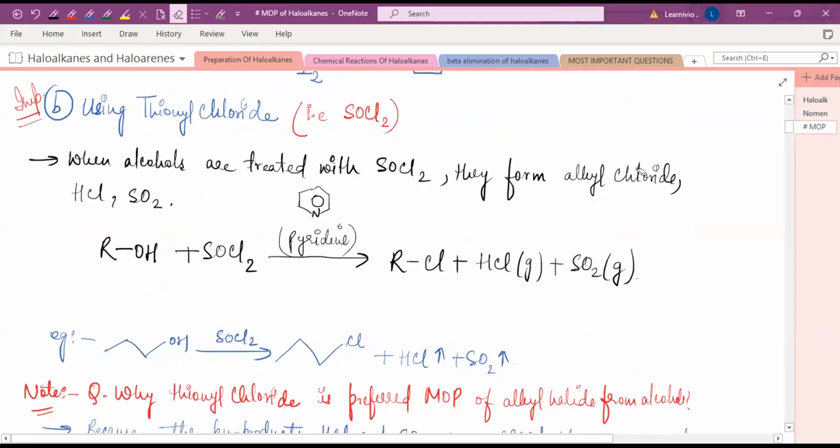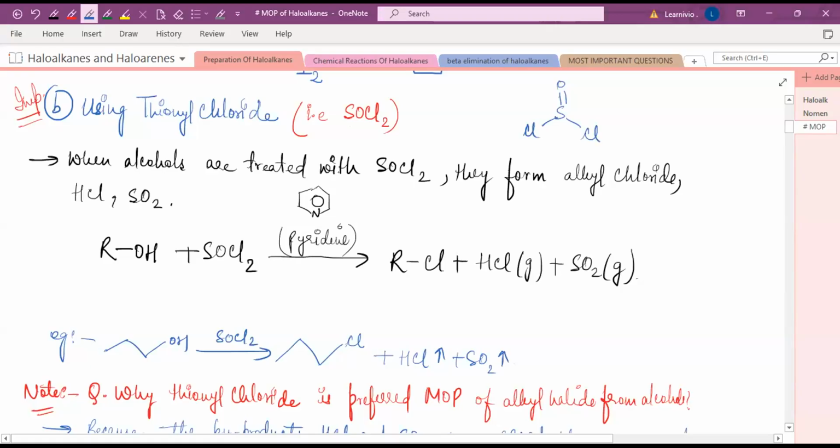Yeah, the second method is using thionyl chloride, right? Thionyl chloride is SOCl2. What do we call SOCl2? Thionyl chloride. And you can see the structure of thionyl chloride is this, SO and this Cl.